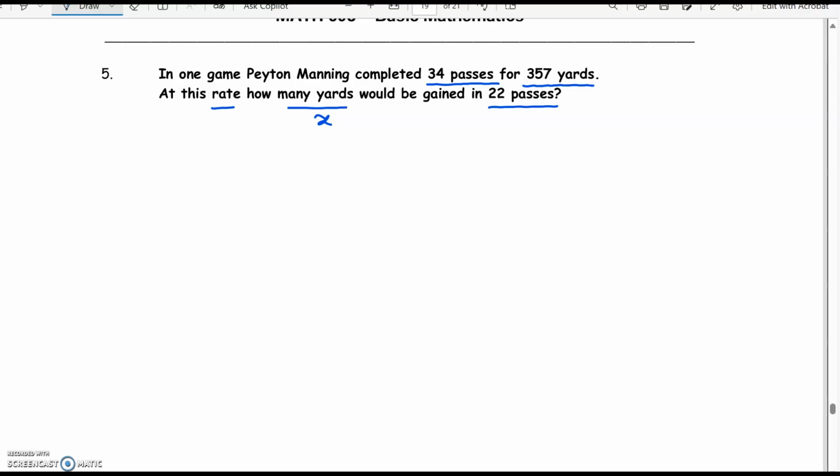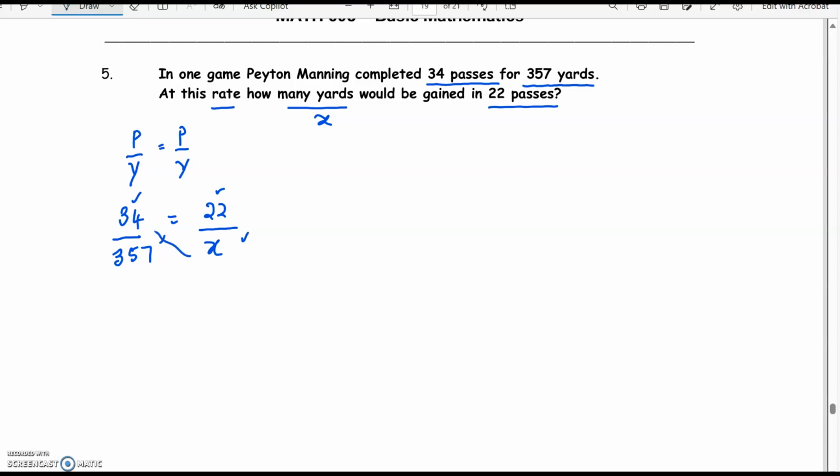So what are we comparing? Passes and distance in yards. So this is how we're going to set up the proportion. So 34 passes over 357 yards is equal to how many yards? So remember, the yards has to be in the denominator, so that's an x, in 22 passes. So make sure we have passes in the numerator, yards in the denominator. So the unknown is x, the number of yards that corresponds to 22 passes.